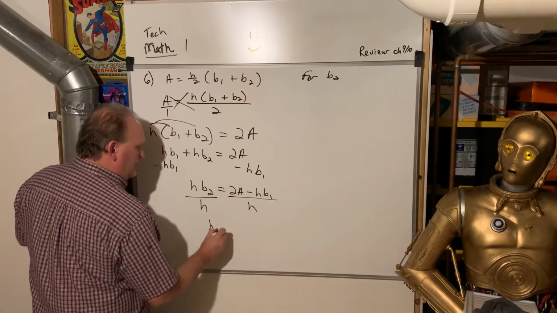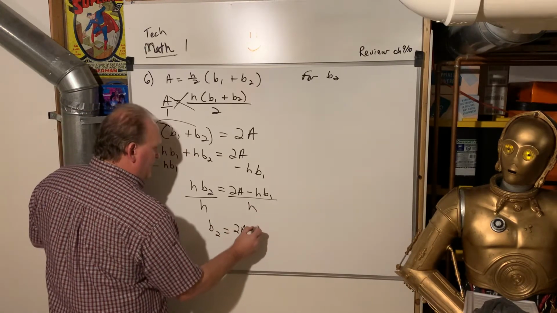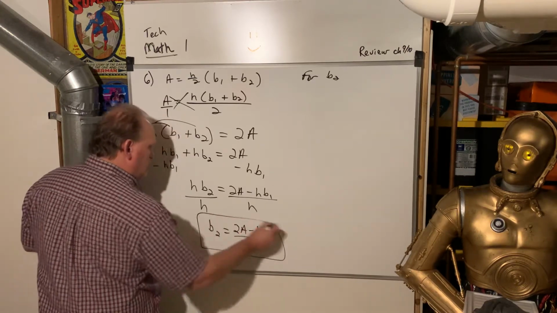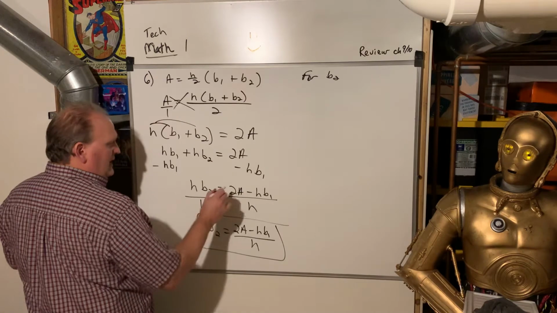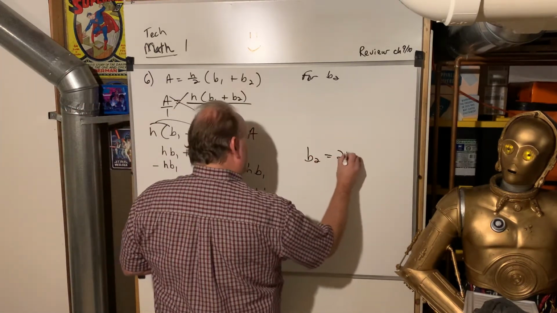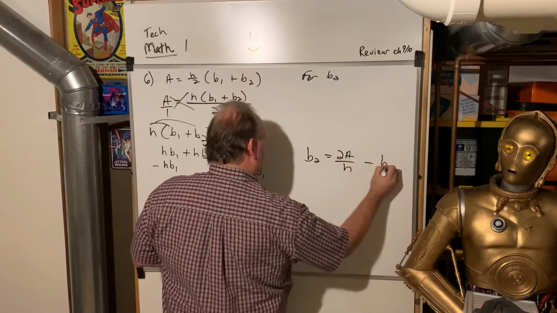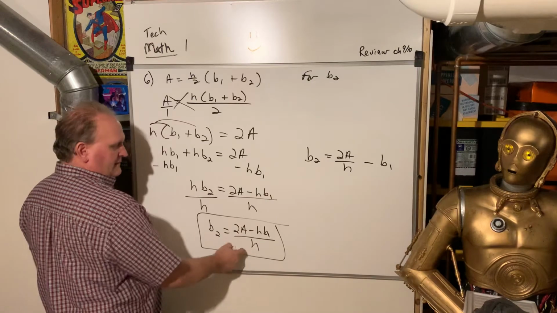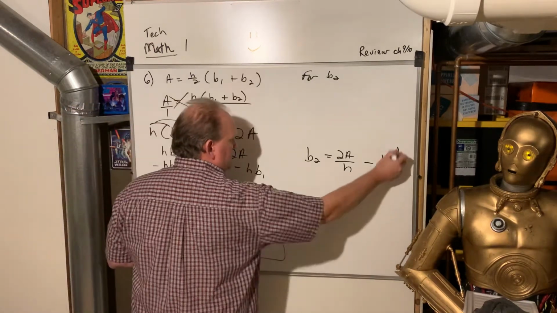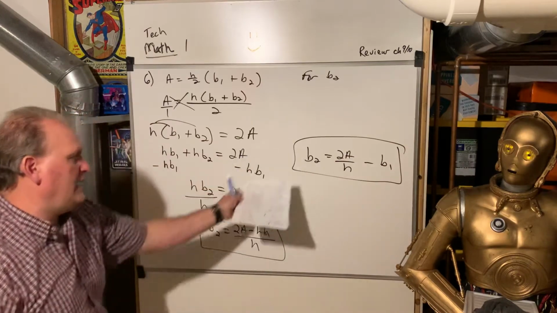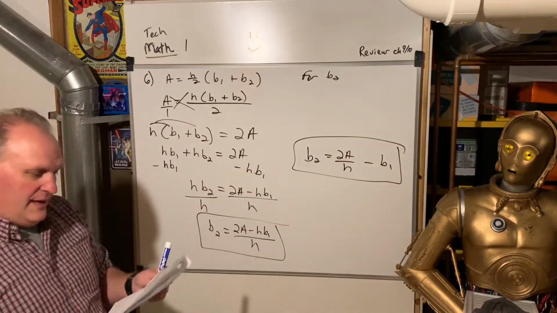And again, this is fine. 2a minus h b sub 1 all over h, just fine. If you want to divide by h, divide by h, divide by h, you can write this as the answer. Also fine. You just split up the fraction into 2 different terms. Either one is fine. It doesn't have to be like that. It can be like that. All right.